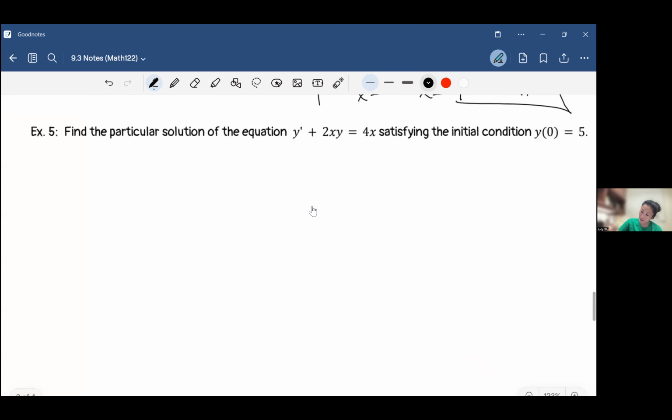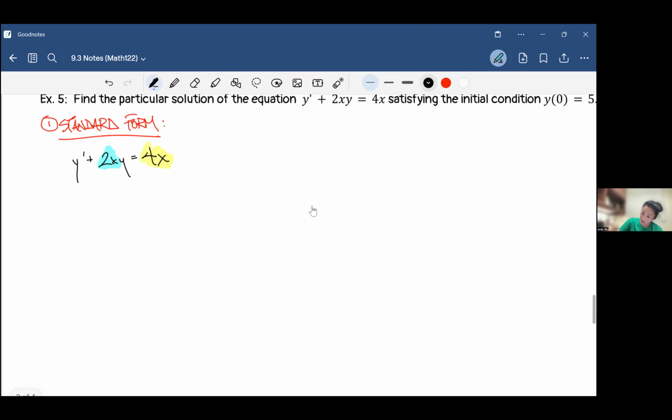All right, let's go. Number 1, standard form. When I look at this particular equation, I get y prime plus 2x, y equals 4x, already in standard form. All right, this 2x is my f of x, and this 4x is my g of x. All right, let's find our integrating factor. Our integrating factor is e to the integral of my f of x.